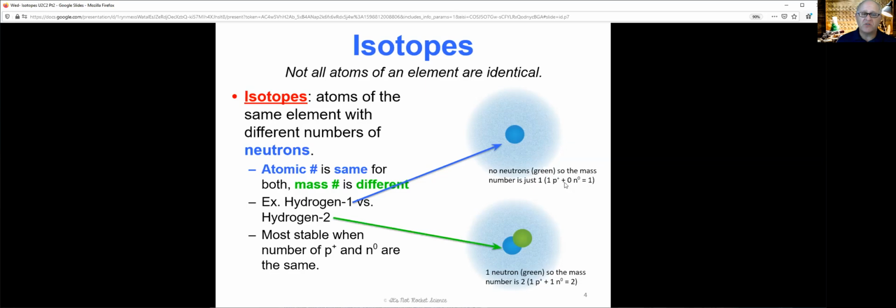But if we look at hydrogen 2 below this, here we have an isotope of hydrogen, and it shows I have 1 neutron. So the mass number is now 2. I've got 1 proton and 1 neutron, and now its mass is 2. And we're going to look at some other isotopes in just a moment. But remember that an isotope is just a different species of the exact same element.